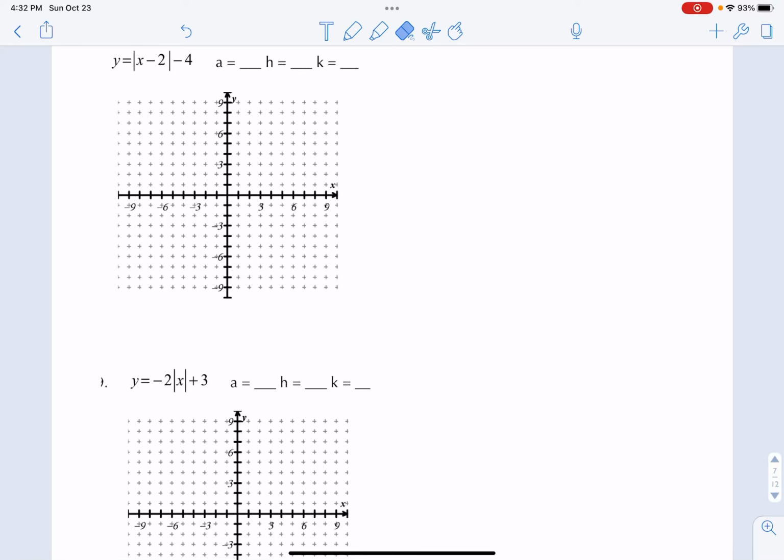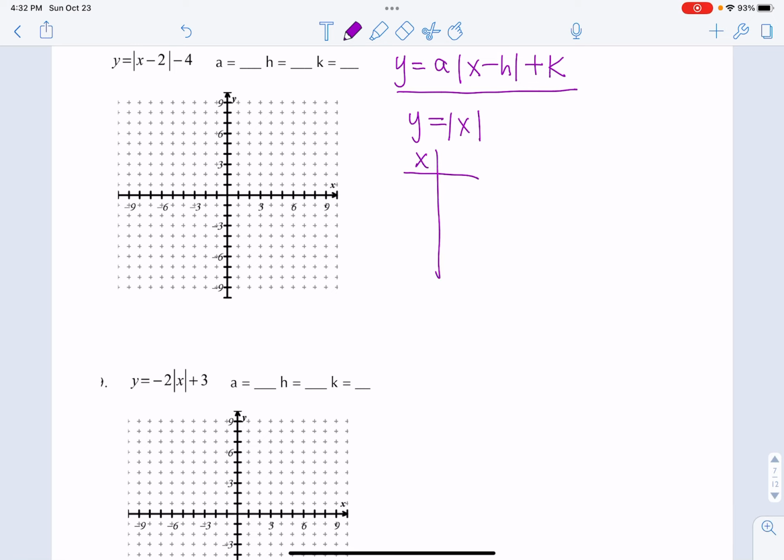Absolute value graph and how to write an absolute value equation. The general idea of the absolute value equation in transformation form is y = a|x - h| + k. This form starts from the parent function of absolute value, y = |x|, and we'll make a table for absolute value starting with -2, -1, 0, 1, 2.